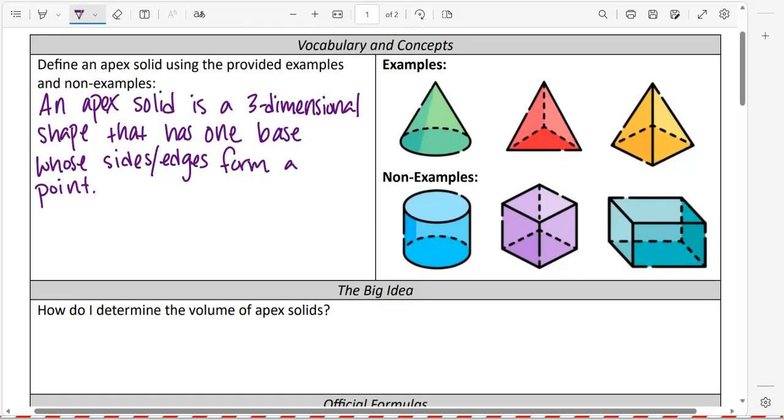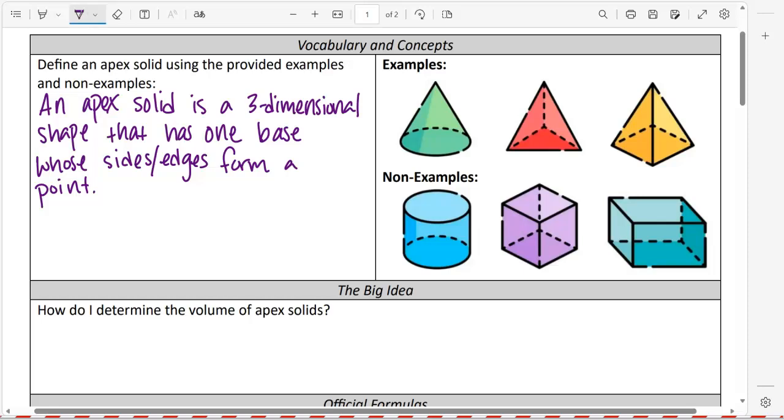And so in class we watched a video or did an activity to help us determine the connection between apex solids and solids that have two bases. And so the big idea is that apex solids have a third of the volume of their matching or parent solid that has two bases. And so we're going to write that down, the big idea.